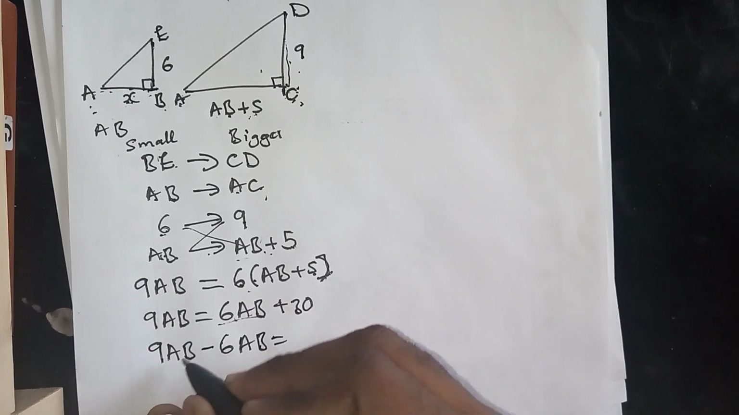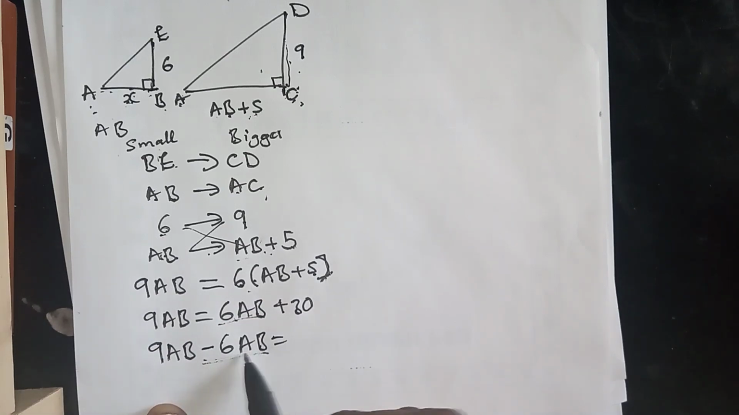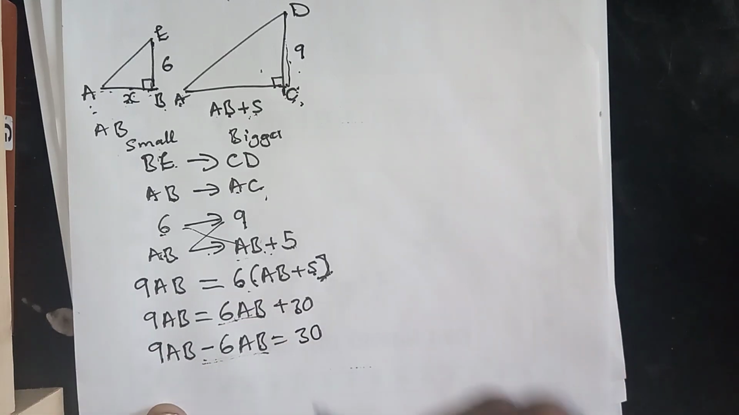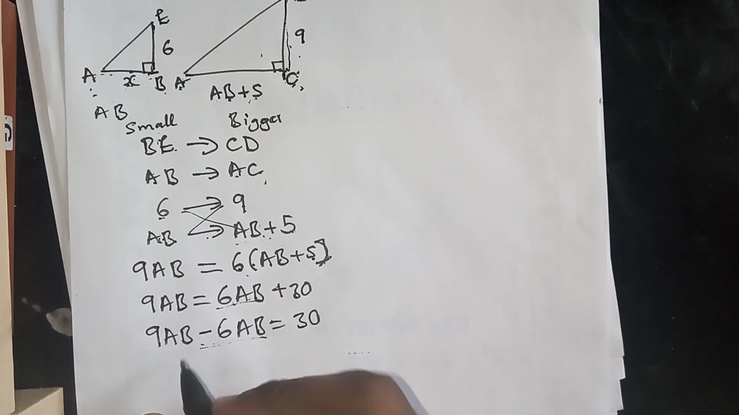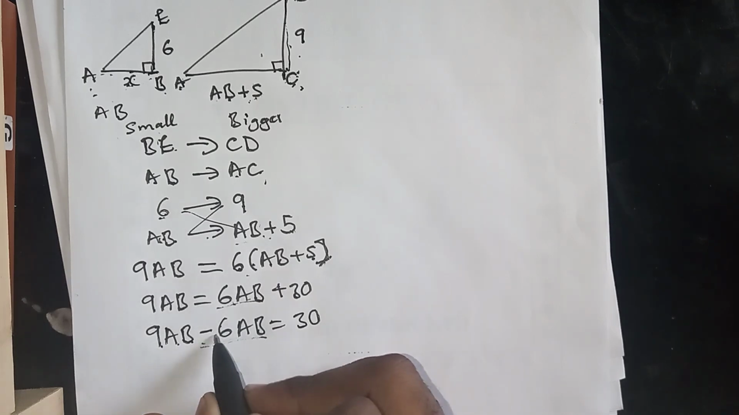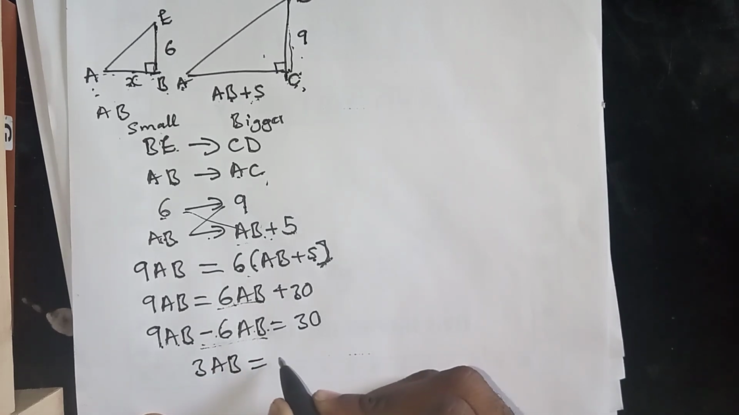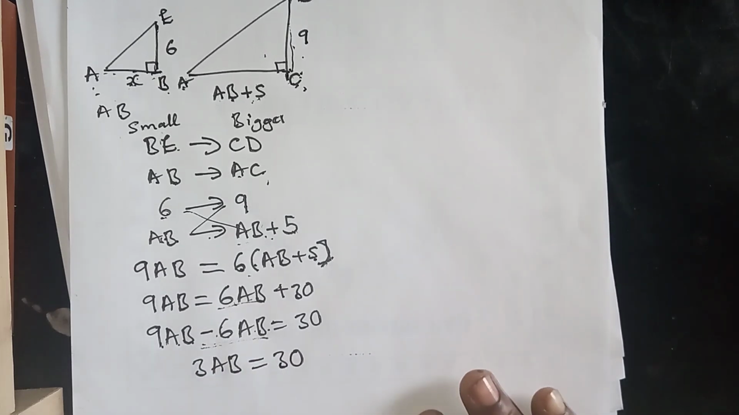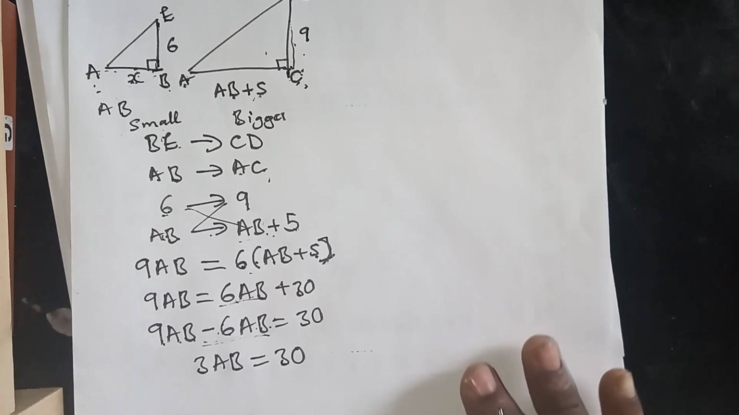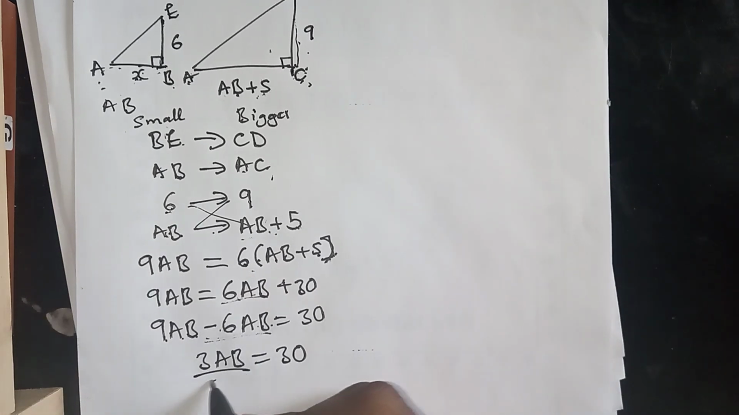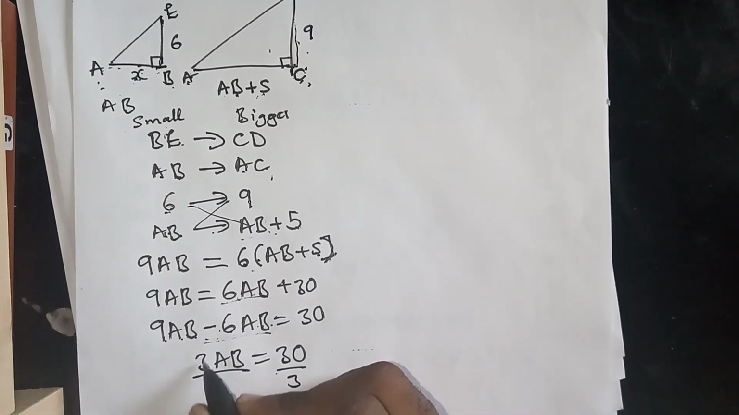So when this one goes to the other side, the sign changes to a negative. Then this is equal to 30. Then 9AB minus 6AB is 3AB, which is equal to 30. So now to find your AB, you have to divide both sides by 3.